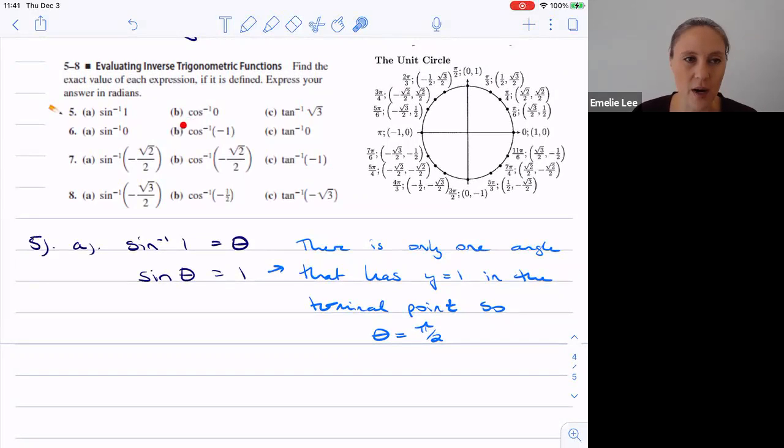Let's do B. Okay. Remember, for cosine, you're restricted to this top half, right? There are 2 options where the x is 0, but you're restricted to the top half, so it is also pi over 2. Right, let's write that down.